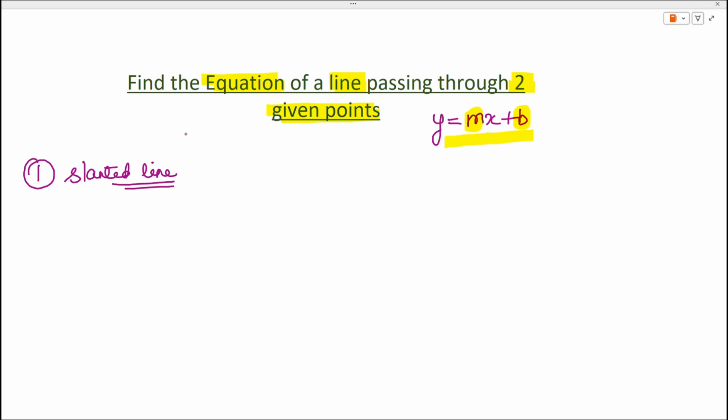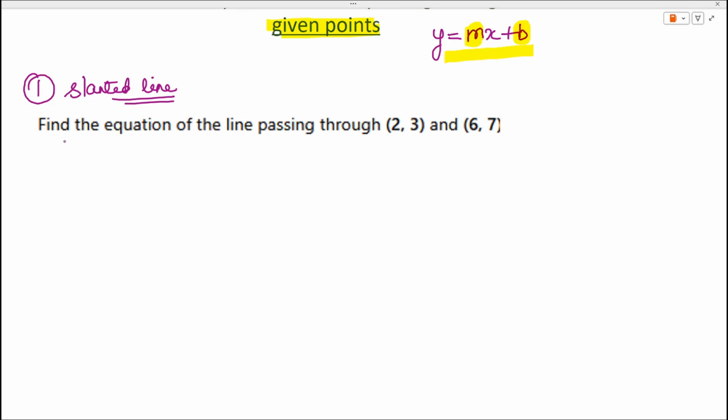So the very first situation we are going to discuss is where the line is a slanted line which passes through the two given points. Here we have to find the equation of a line which passes through 2 points. The first point is (2, 3) and the other point is (6, 7). What we are going to do is take any one of the points as point number 1 and the other point as point number 2.